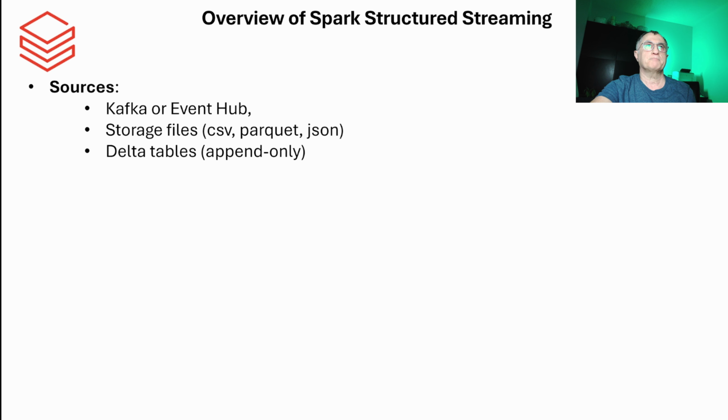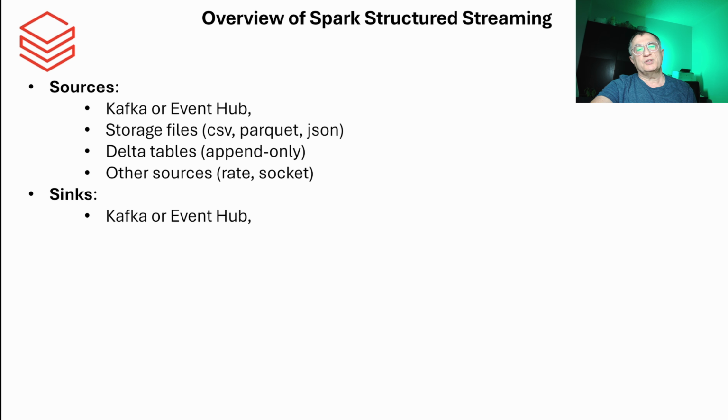So if your Delta tables require some updates or deletes, you won't be able to build downstream streaming pipelines from these tables. And then there are some other sources which are more useful from testing perspective. So I have listed some of them here, like rate, sockets.